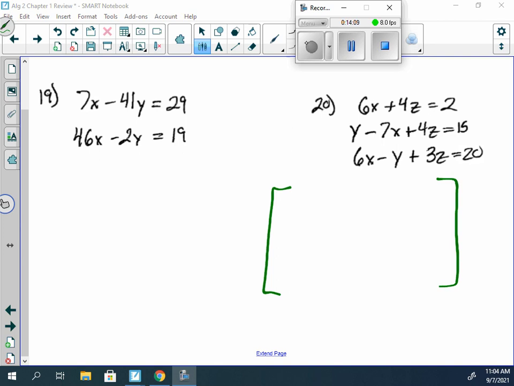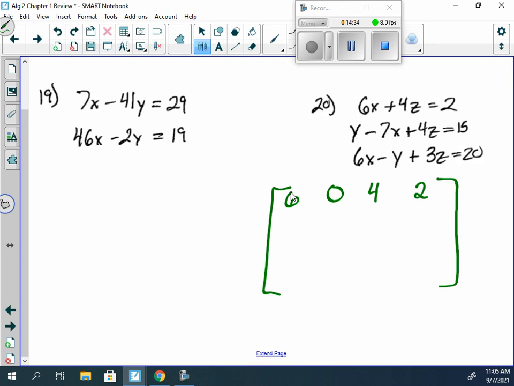The next part is the variables have to be in what? Alphabetical order. We have to go x, y, z. So when we look at the top equation, 6x is first, so our first number would be 6, since there's not a y, it would be 0, and then z would be, and then our constants. Now how about the next equation?